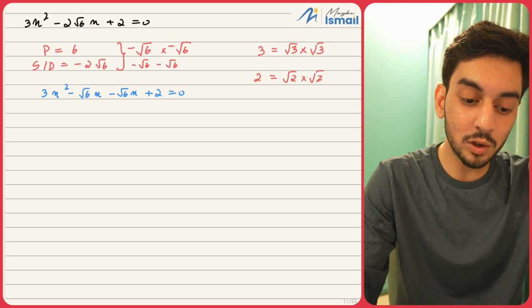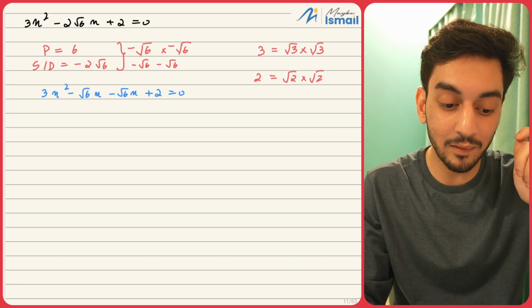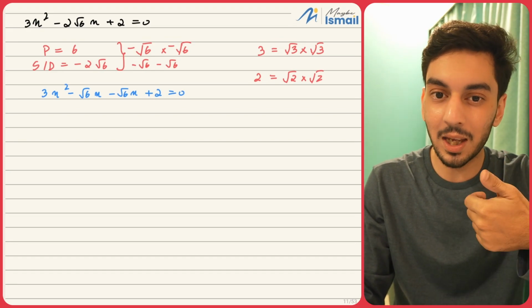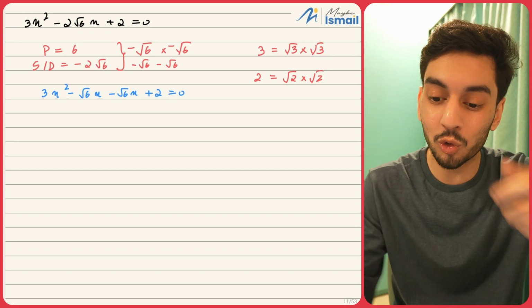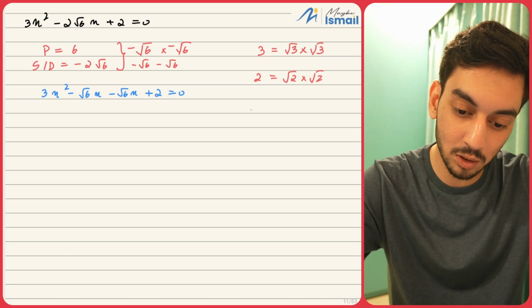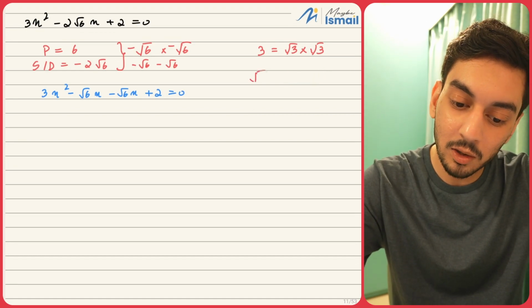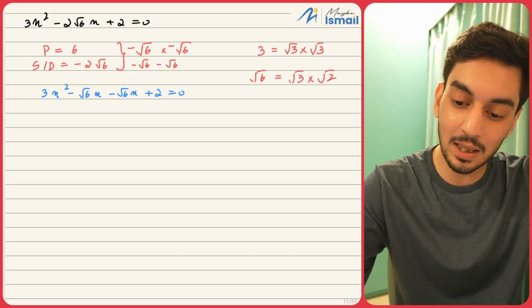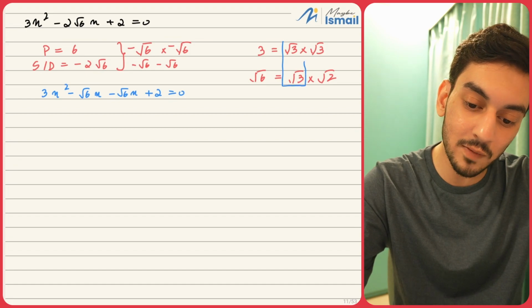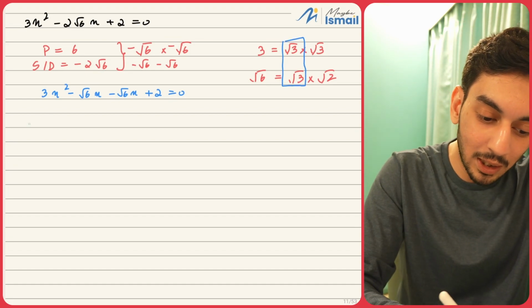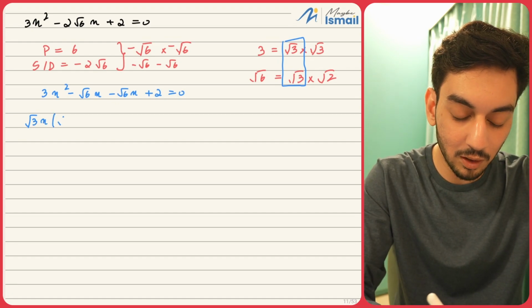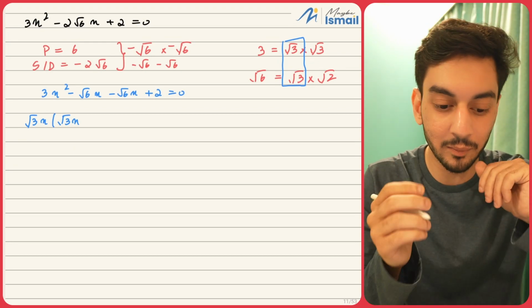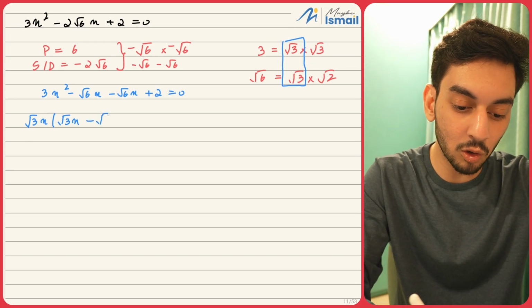Now from the first two terms, I can see that I have a 3 over there and I have an x over there, but that 3 can be written as root 3 times root 3. What about the root 6? Root 6 is actually root 3 times root 2. So in these two terms, there is this root 3 which is common, which I can factor out. So I take a root 3 and an x common. I'll be left with a root 3 and an x from the first term. From the second term, I'll just be left with a root 2.